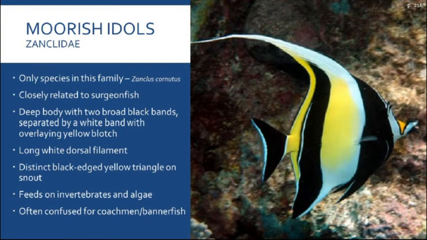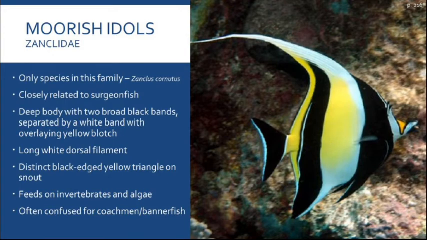So the way we identify the Moorish idol is it's got this really characteristic long thread fin, or extended dorsal filament. And then it's also got this really distinct yellow triangle or saddle shape on its snout. Those are the two main things that you want to look for when you are trying to identify a Moorish idol. Other distinguishing features are, of course, this pair of black bands separated by this whiter area on the body.